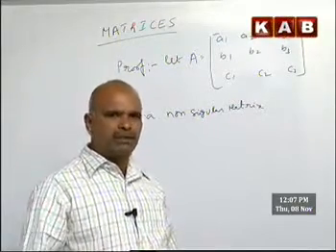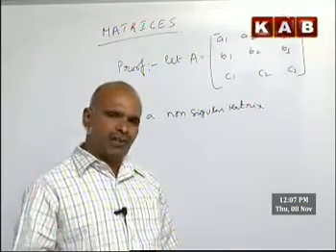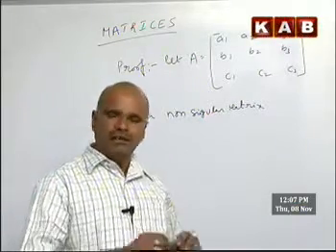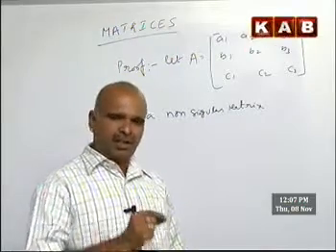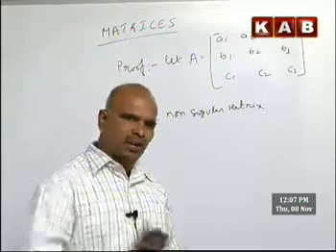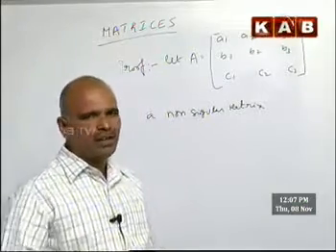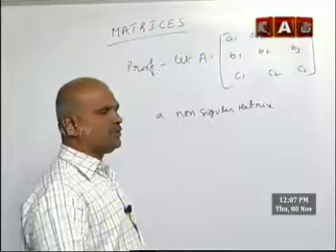Once again repeating, for every non-singular matrix we can find the inverse, but for every singular matrix we can't find the inverse. And again I am defining the singular matrix. If determinant of A is 0, it is singular. If determinant of A is not equal to 0, it's called a non-singular matrix. Right, a non-singular matrix, we assumed that.